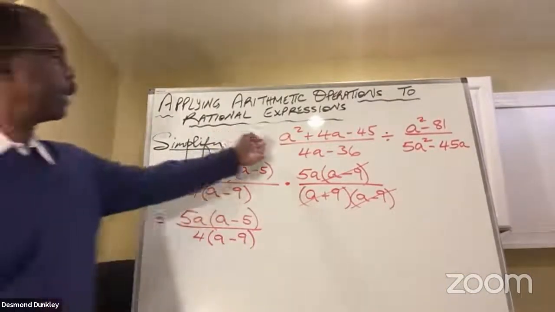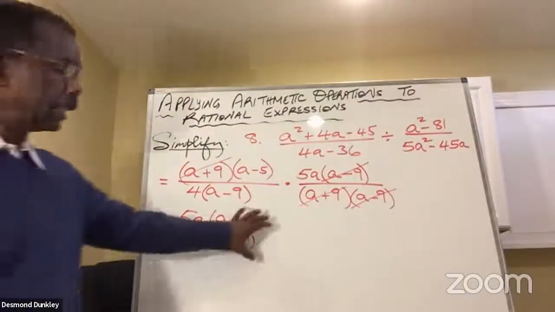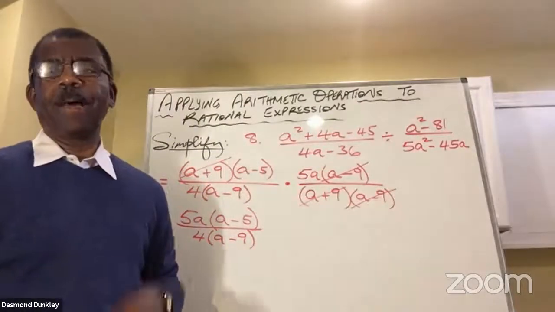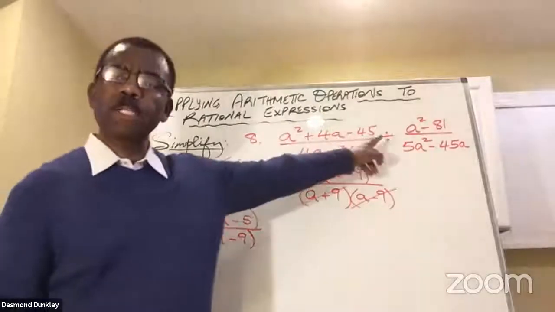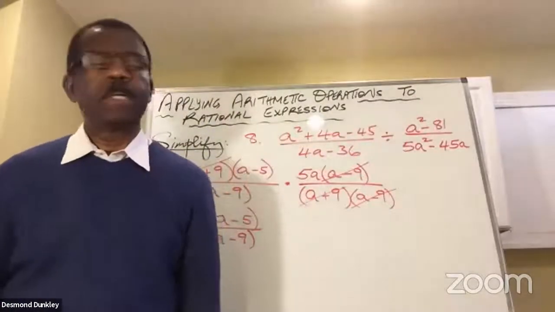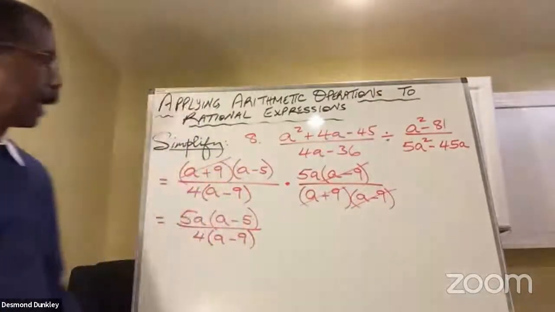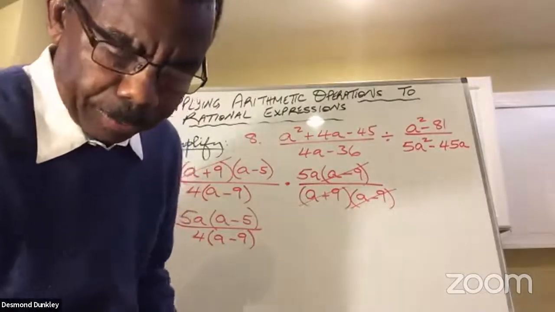So this is what we started with, and this is a simplified version. So this is equal to that. Okay, how did we get there? We factorized, and we changed the division to multiplication, and we flipped the divisor. So the bottom goes on top, and the top goes to the bottom. Okay? Let's look at another question. We're making progress little by little.